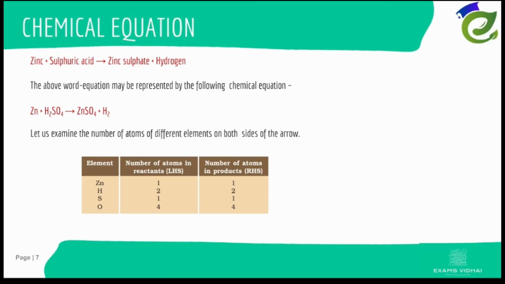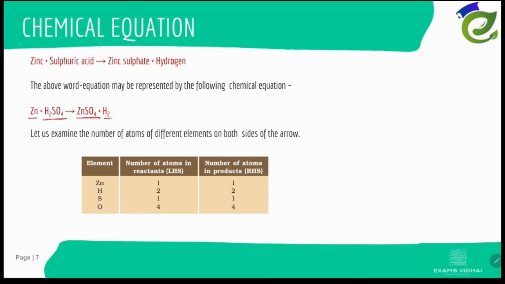If we are talking about the next equation, zinc plus sulfuric acid gives zinc sulfate plus hydrogen. This is the word form. Therefore, we should write the formula form so that it will be easier. So zinc, this is the formula of zinc, plus sulfuric acid, that is H2SO4, gives zinc sulfate, ZnSO4, plus H2.